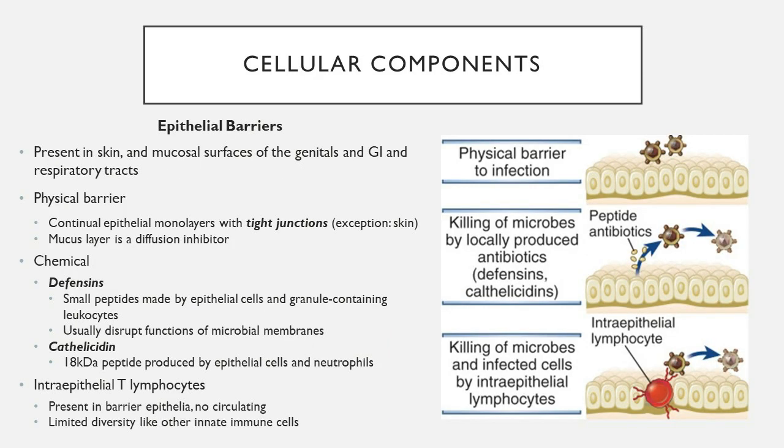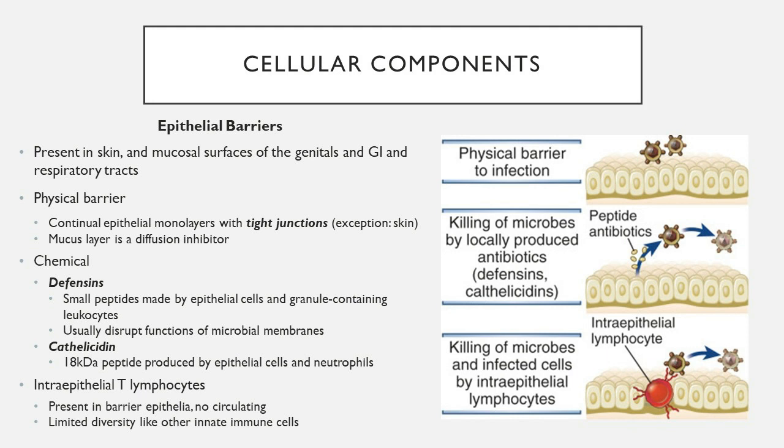Now, epithelial barriers are a huge component of innate immunity. They exist in gastrointestinal and respiratory mucosal surfaces and the skin of mammals, and they act as the main interface between the environment and the host. So the defense in this case is primarily a physical barrier. With the exception of the skin, they exist as continual monolayers, so single cell layers connected via tight junctions. Tight junctions don't exist anywhere else in the body except for these epithelial layers and also the blood-brain barrier, but we're not going to get into that.